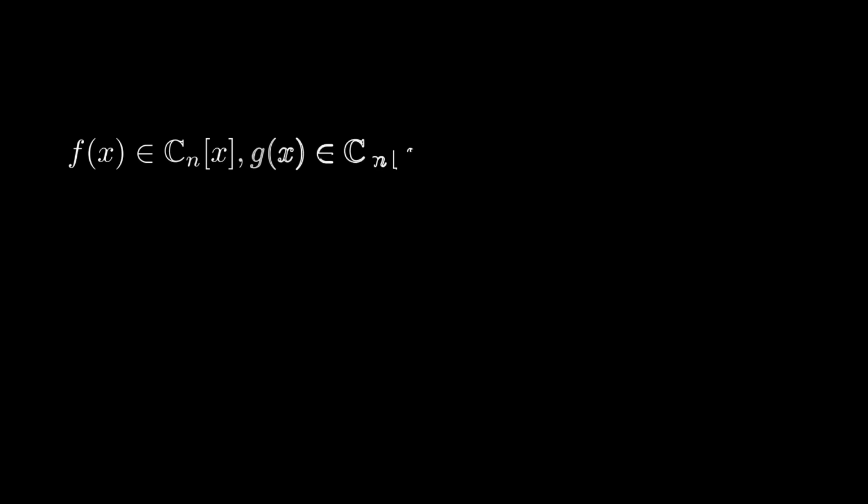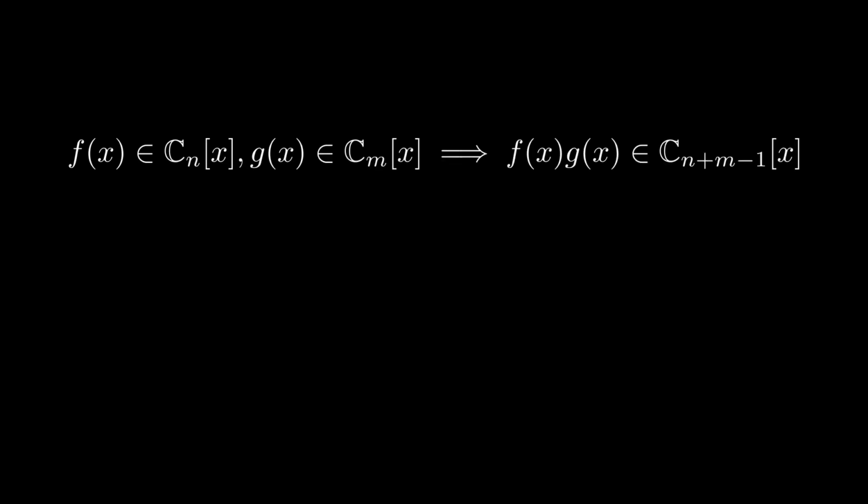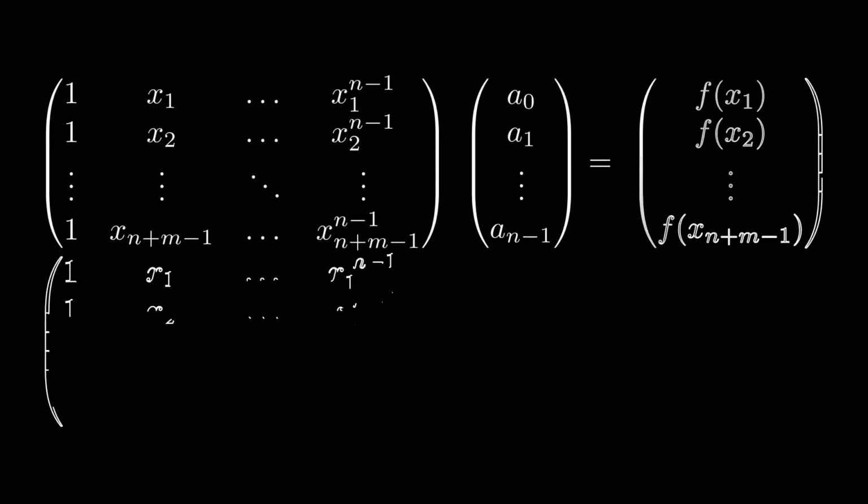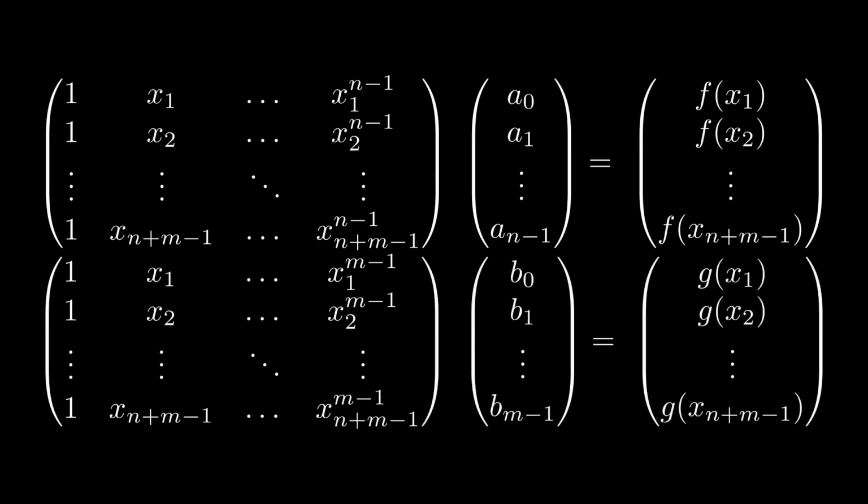If we multiply a polynomial f(x) in C_n[x] by a polynomial g(x) in C_m[x], we will get the polynomial f(x) times g(x), which is in C_{n+m-1}[x]. Hence, if we can obtain n plus m minus 1 points along f(x)g(x), we can figure out what the coefficients are by interpolating through the sample points. To obtain these xy values, we simply choose any arbitrary n plus m minus 1 x values, evaluate f(x) and g(x) for all n plus m minus 1 points, and multiply these values together to get f(x)g(x).